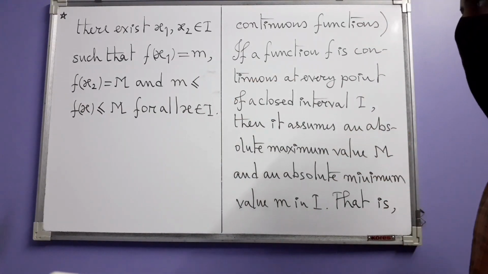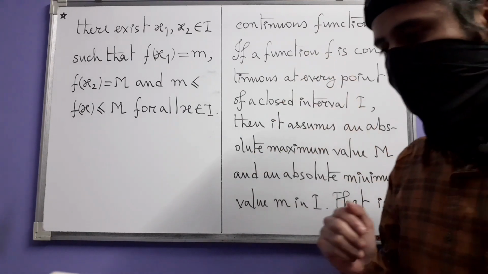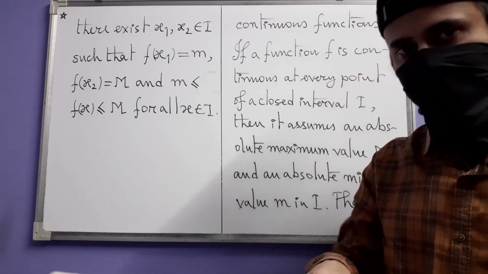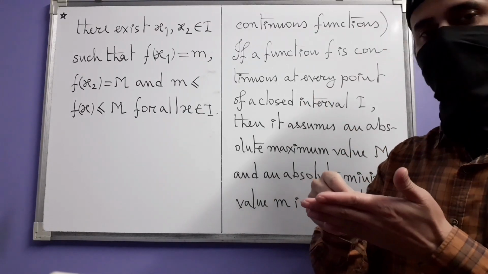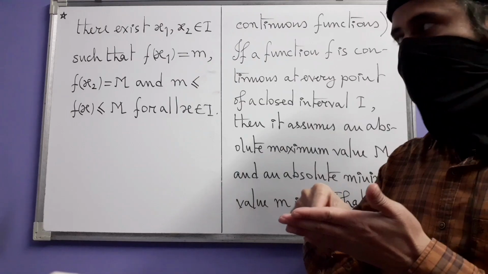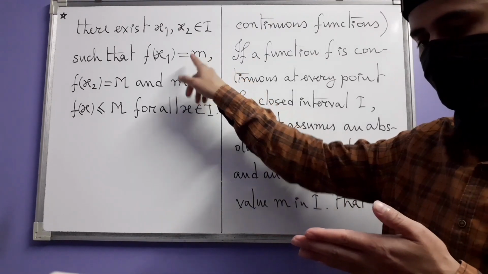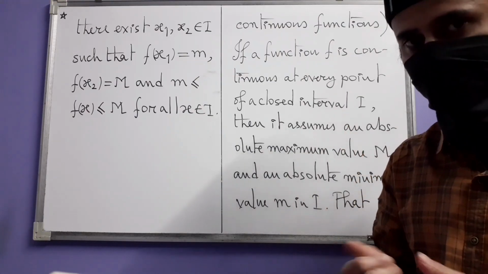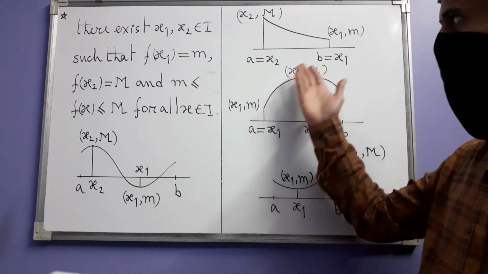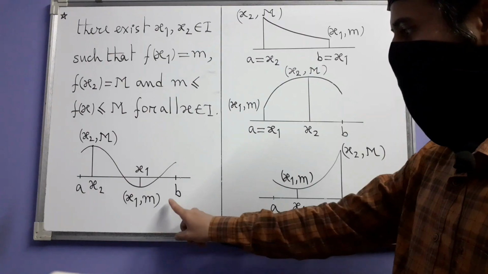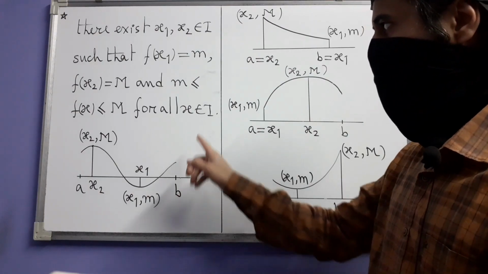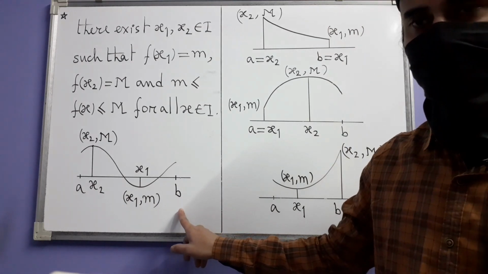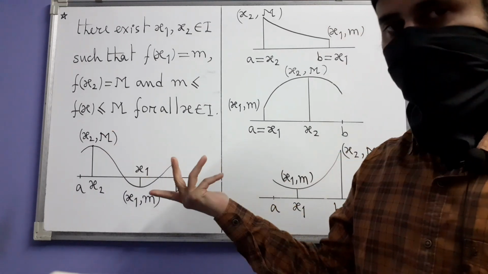That is the meaning. So that means this theorem is saying that if we have a function which is continuous on a closed interval, then somewhere in the closed interval, the function assumes its absolute minimum value, and somewhere in the closed interval, it assumes its absolute maximum value. And these are some typical situations. Let's consider this case. The closed interval I here is the interval a comma b, where we have the graph of some continuous function.